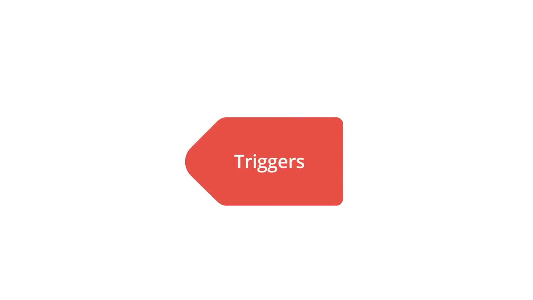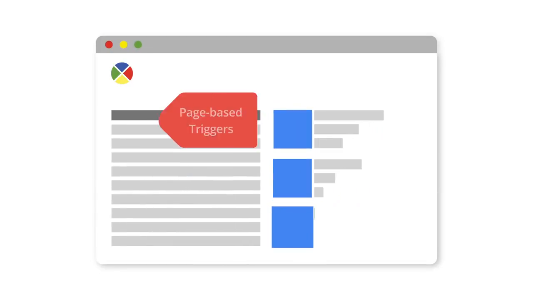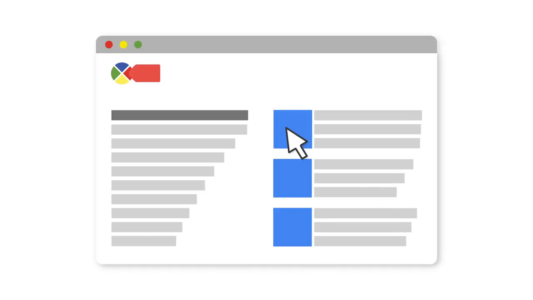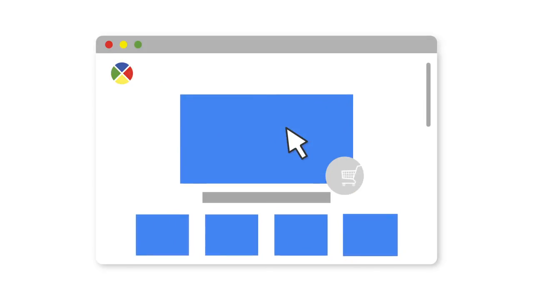Google Tag Manager's triggers allow you to define the specific conditions under which tags should fire. Page-based triggers are most commonly used as they allow you to tell Tag Manager to fire a tag when a particular page or group of pages are visited. Sometimes, you may need to fire a tag in response to a user's action that doesn't result in a full page refresh. For instance, you might want to fire a remarketing tag when a user adds a product to their shopping cart by clicking the Add to Cart button that is on your product page.